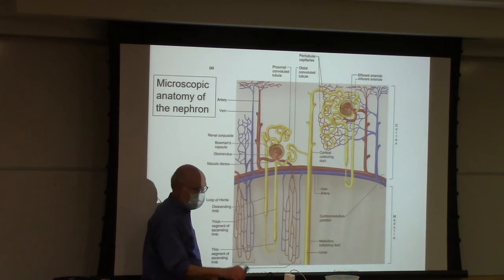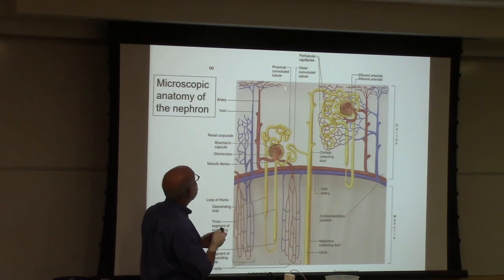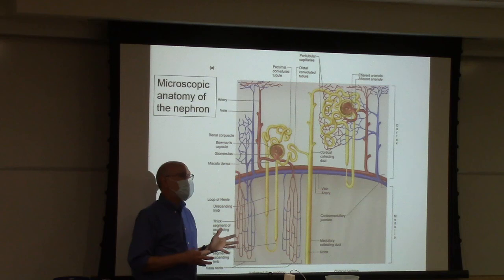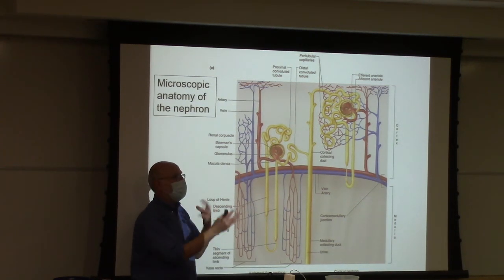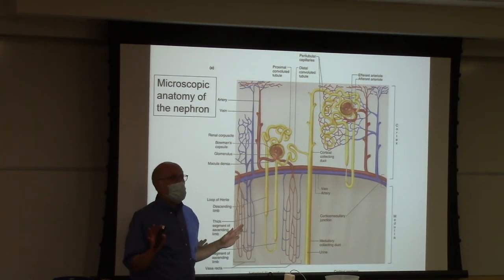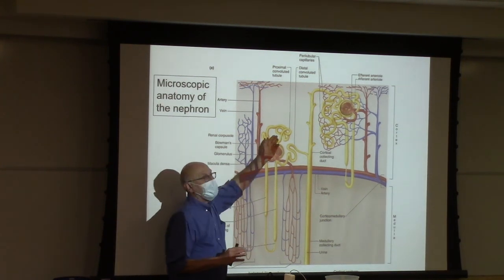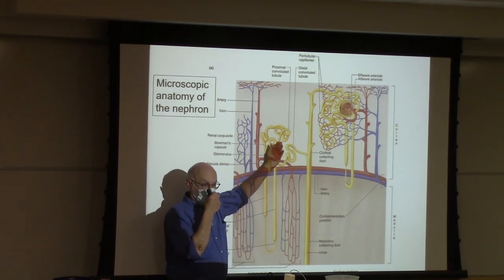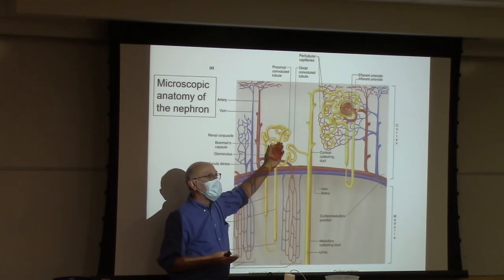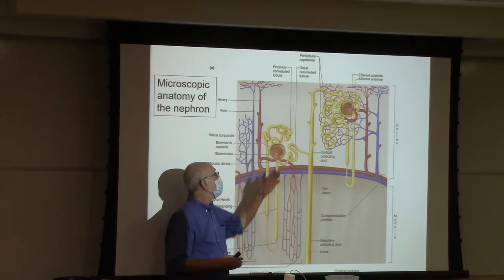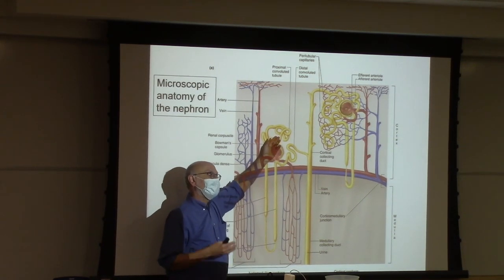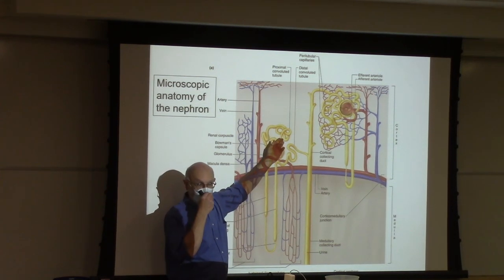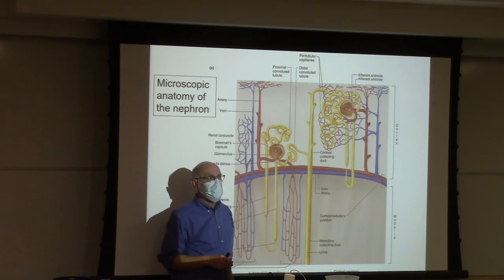Some books, including the one that this came from, call it the convoluted tubule, because there are some parts of the tubule that are straight and some parts that are wiggly, wormy, convoluted. I am not going to make that distinction. So for me, this is the proximal tubule. But if you go on and become a nephrologist, a kidney specialist, you will learn the difference between the proximal convoluted tubule and the proximal straight tubule. For us, we don't need to worry about it.